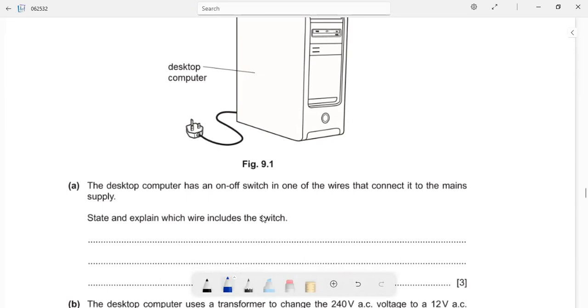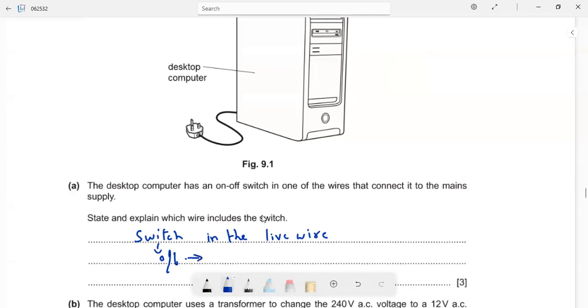So for turning on and off, we need to connect the switch in the live wire. It needs to be connected in the live wire. And when the switch is in the off position, the computer or the desktop will be disconnected from the main supply.